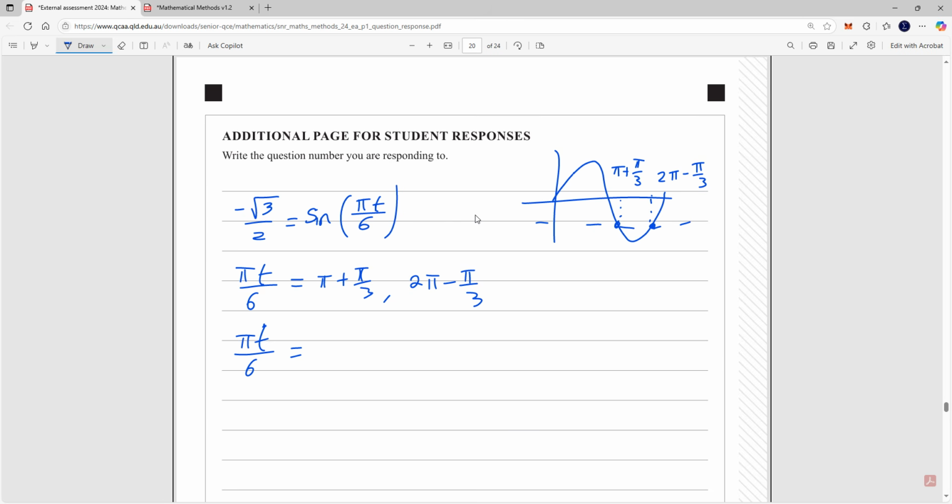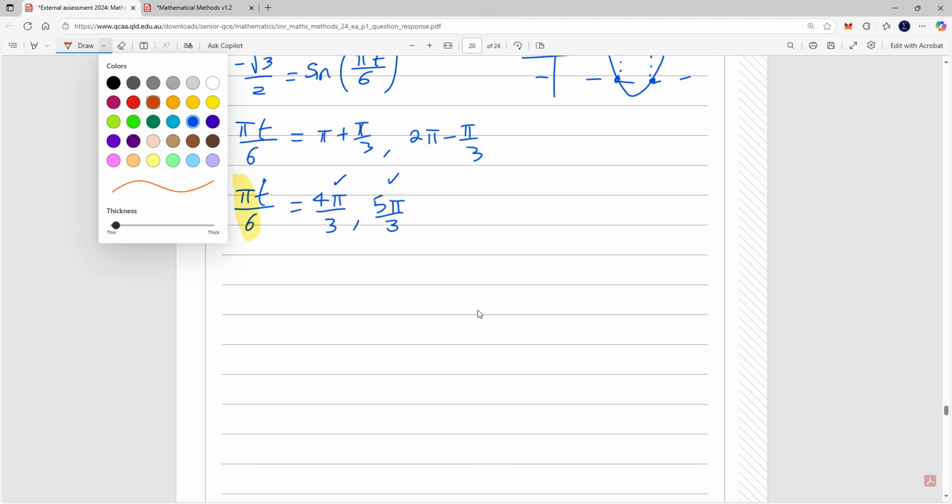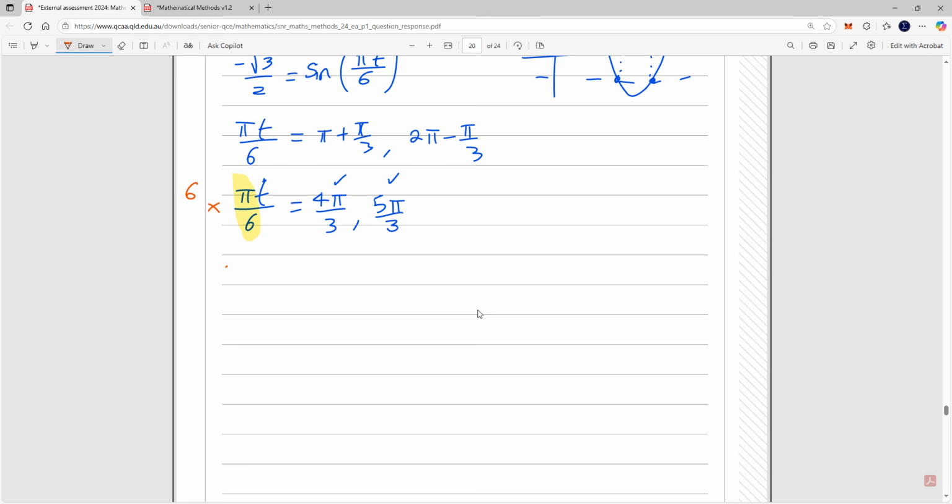So 1 plus a third is going to be, what's that, 4 thirds, so 4 pi over 3. And 2 minus a third, so 2 is the same as 6 over 3. So 6 minus 1 is going to be 5 pi over 3. Fingers crossed I got that one correct. If not, we'll have to come back to that. Now what I'm going to do is get the t by itself. So I'm going to multiply both of these guys by the opposite of this guy here, aka 6 over pi.